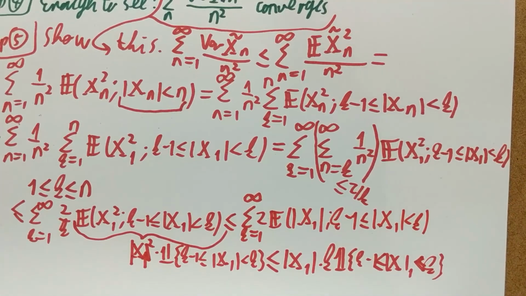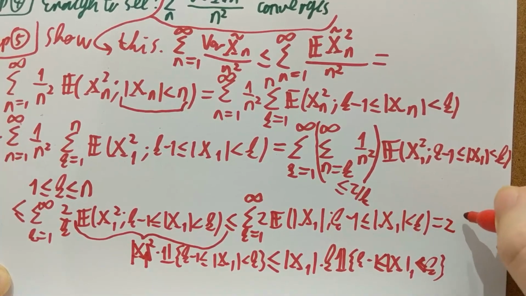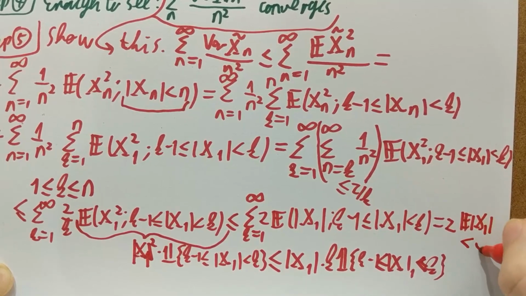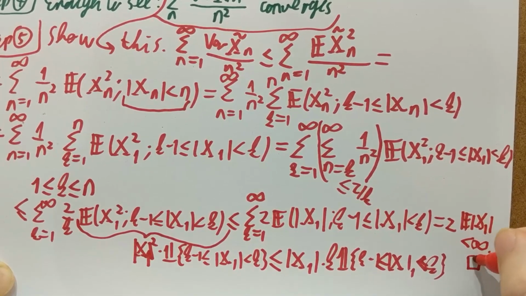Okay, now if I sum this up from 1 through infinity, that means that I look at all possible values of mod x1. When k is 1, I start from 0, and I look at all possibilities for mod x1. These indicators are mutually exclusive. Almost surely mod x1 is a finite number, and therefore when I cover every interval like this, k minus 1 to k, then I will cover every value of x1 exactly once, and therefore these indicators just sum up to 1, and I simply end up with twice the expectation of mod x1, which I assume to be finite. And that's the end of the proof.